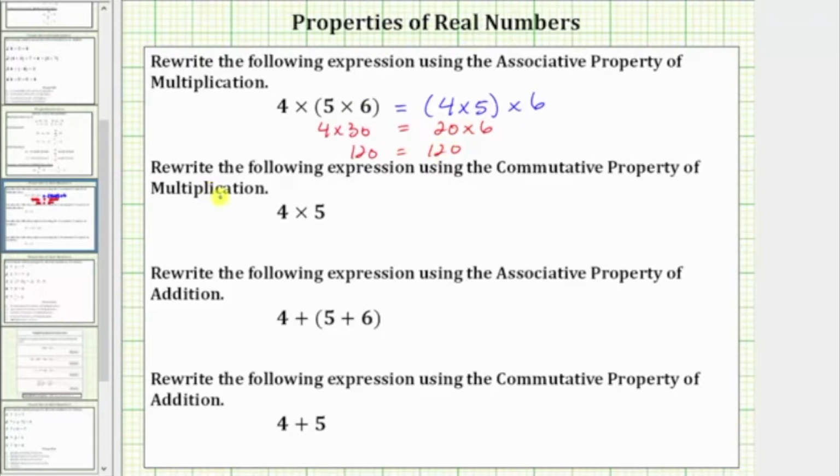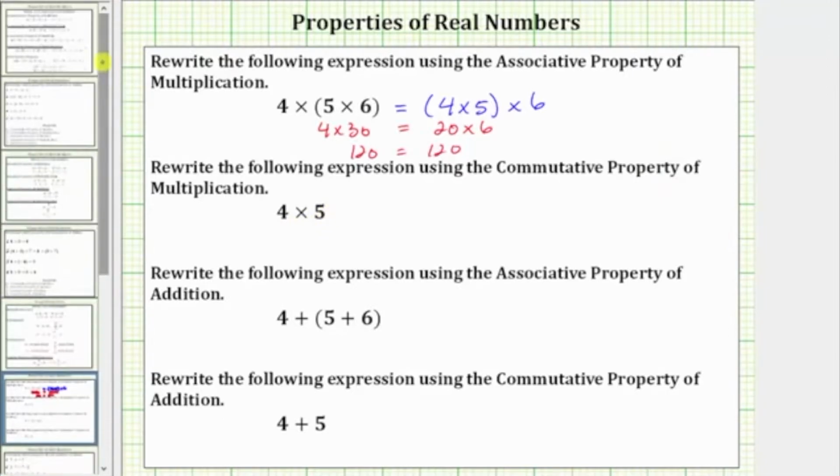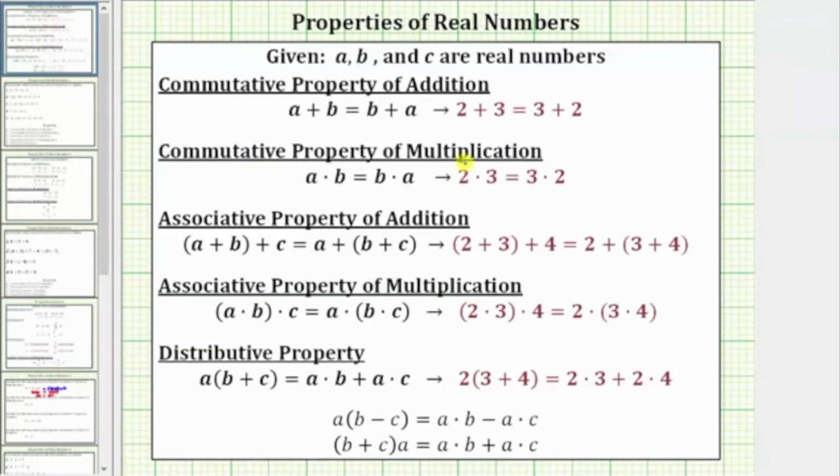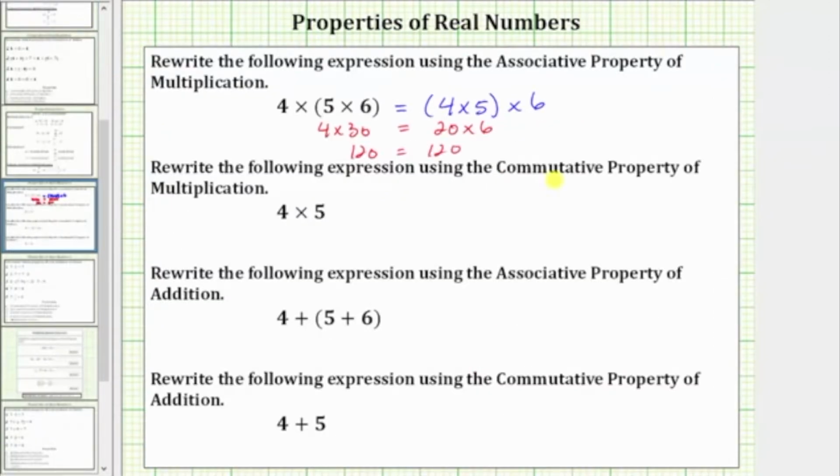Next, we are asked to rewrite the following expression using the commutative property of multiplication. We are given the expression 4 times 5. The commutative property of multiplication is a times b equals b times a. The commutative property of multiplication involves changing the order of a product. Applying the commutative property of multiplication, 4 times 5 equals 5 times 4. Notice both products are equal to 20.